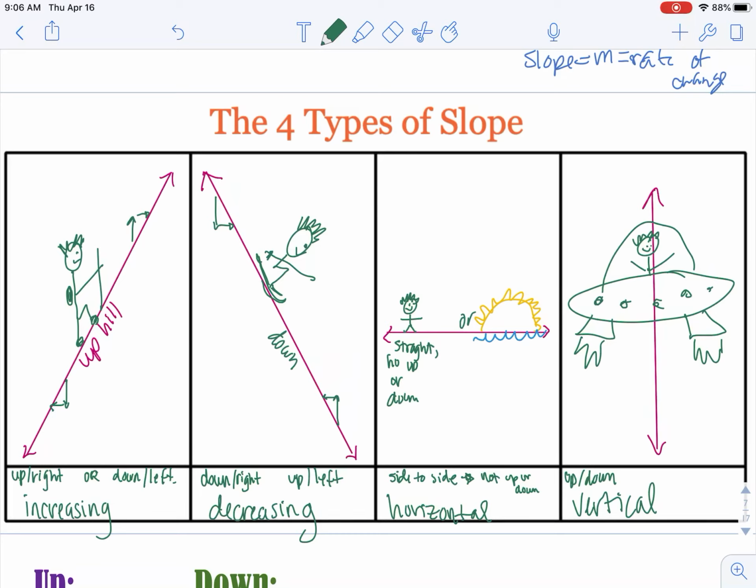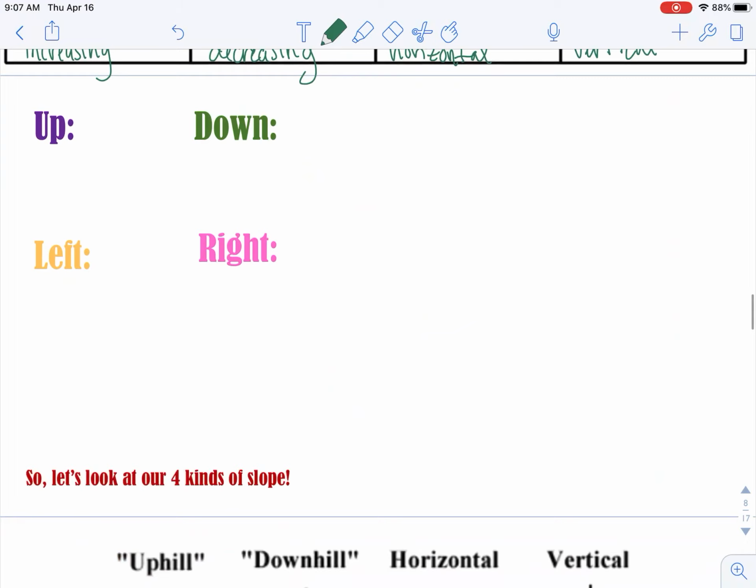All right, so these are our 4 types of slope. There's no other line in the possible world that could exist except for these 4 types of lines. Like I said, these 2 right here can have different angles, different degrees, different steepnesses, but these are the only directions a line can go, so these are the only existing slopes.